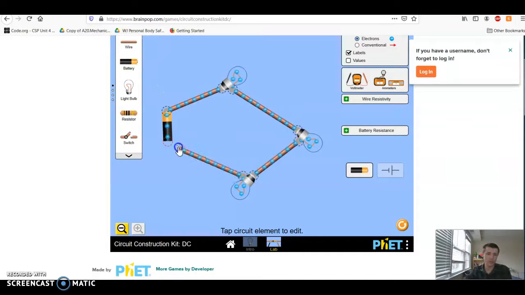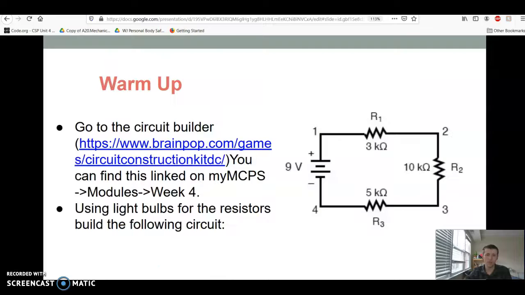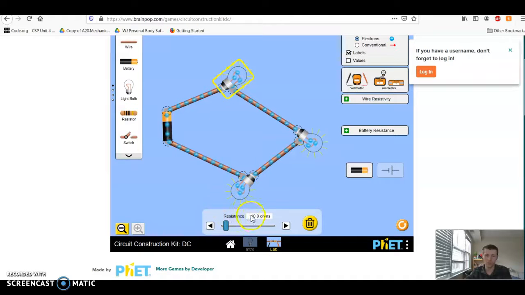So here we go. This is how you would create this sort of circuit. This is a series circuit. This battery is 9 volts. And then I'm going to change the resistance to 3, 10, and 5 respectively. So this is going to be 3. This is going to be 10. And this is going to be 5. There we go. Now, let's go ahead and take a look at the assignment for today.